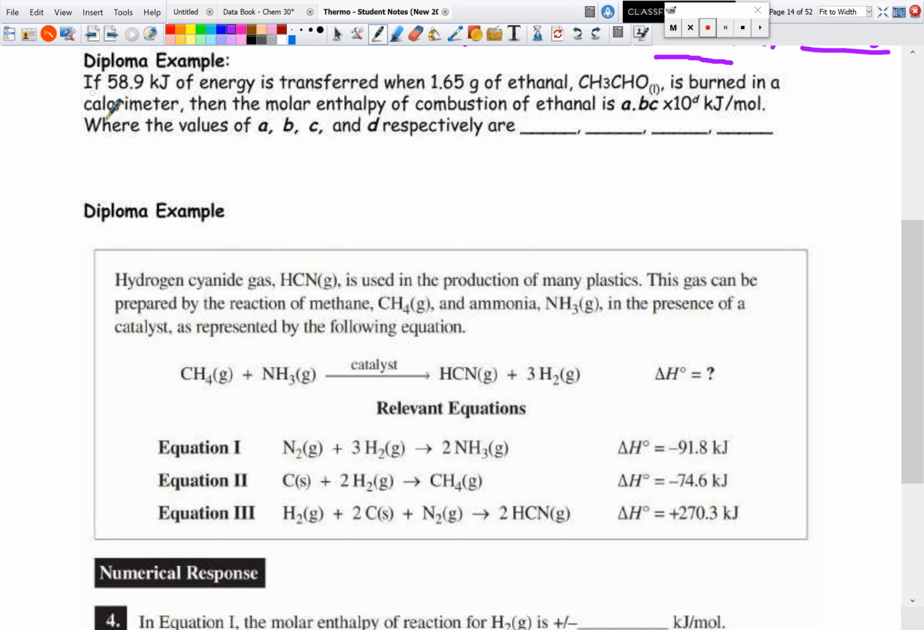Now I know we haven't come across this term yet, but it shouldn't matter what it's burned in, right? We know 1.65 grams of ethanol is being burned. So in this right here, the molar enthalpy of combustion for ethanol in the form of A decimal BC times 10 to the power D kilojoules per mole is going to be what? So we know we're given change in enthalpy. We can find number of moles.